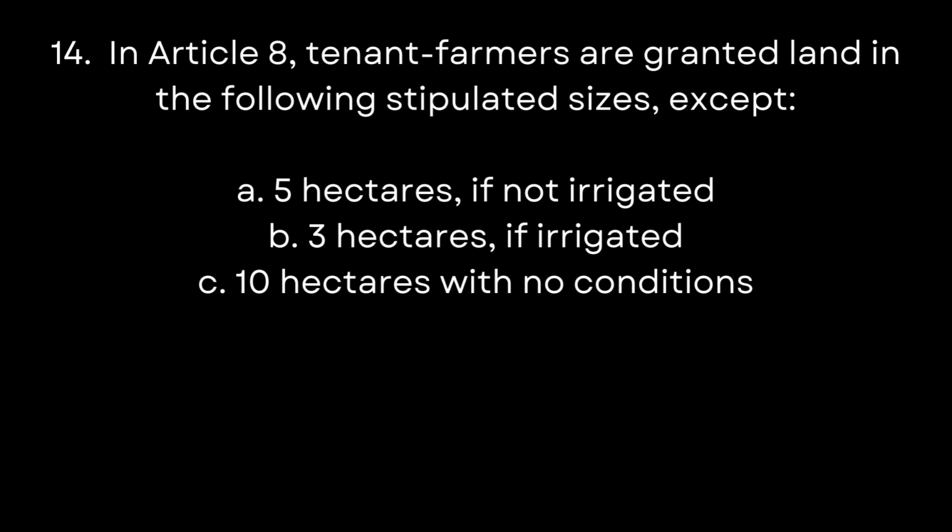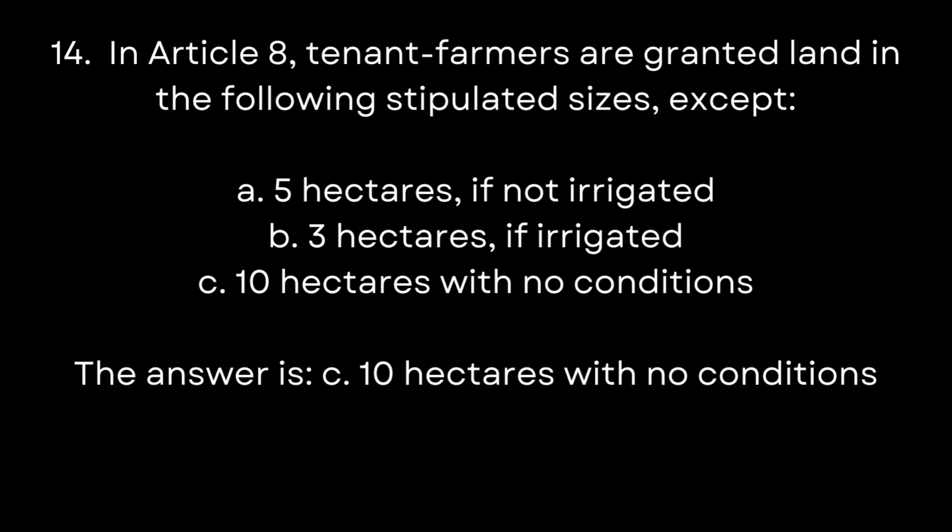14. In Article 8, tenant farmers are granted land in the following stipulated sizes, except: A. 5 hectares if not irrigated. B. 3 hectares if irrigated. C. 10 hectares with no conditions. The answer is C. 10 hectares with no conditions.